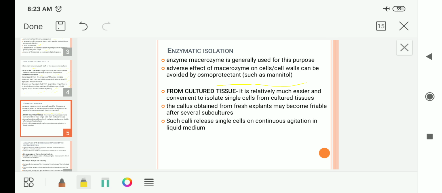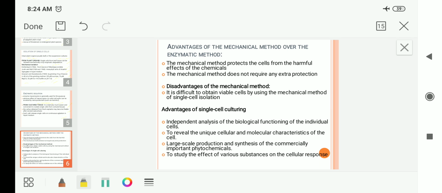From the culture system, you can also obtain individual cells, and it is much easier and more convenient to isolate them from the culture system. The reason is that the cells of a culture system are more friable, so you can take any explant, obtain its callus, and from that individual cells can be easily obtained, because when you continuously agitate the callus in the Leucan medium, you can get the individual cells.